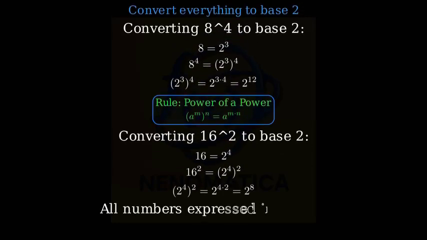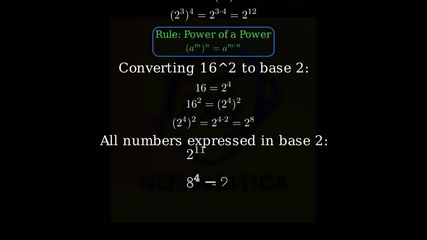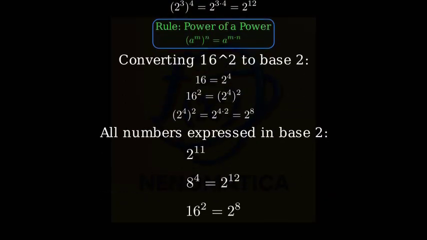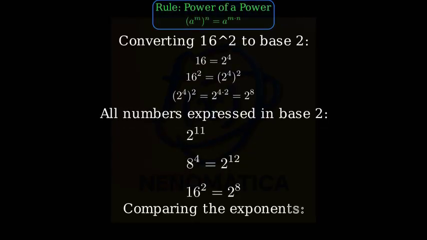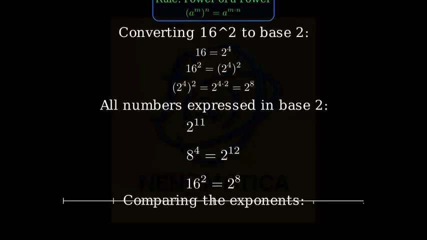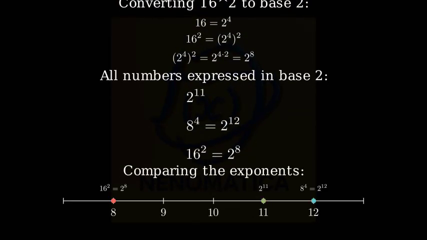Now that we've converted all the numbers to the same base, let's summarize what we have. We have 2 to the power of 11, 8 to the power of 4, which equals 2 to the power of 12, and 16 squared, which equals 2 to the power of 8. Since all numbers are now powers of the same base, we can compare them by comparing their exponents. The larger the exponent, the larger the number.